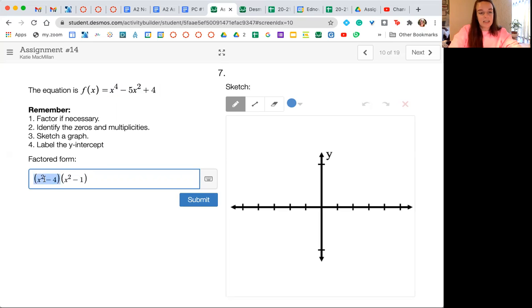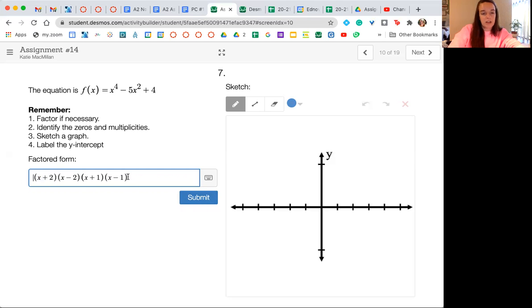However, I know that I can take it a step further by saying, oh, that's the difference of squares. So I can break this into x plus 2, x minus 2. This is also the difference of squares. So I can break this into x plus 1, x minus 1. So this is factored, but this is fully factored, like completely done. So I want to delete this part.